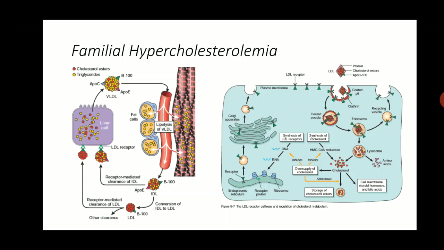Another common disorder is known as familial hypercholesterolemia. As the name suggests, it is familial. That means it runs in the family. It's a hereditary disorder, and in this disorder, there is increase in amount of cholesterol in the blood. Hence the name hypercholesterolemia. This is an autosomal dominant disorder. As I said, receptor disorders are usually autosomal dominant, and it is a defect in the LDL receptor.